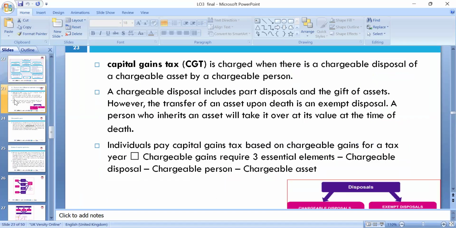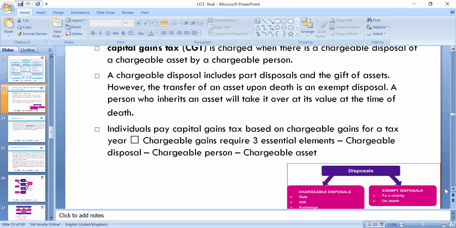Capital gains tax is charged when there is a chargeable disposal of a chargeable asset by a chargeable person, which includes the gift of the asset. However, the transfer of an asset upon death is an exempt disposal, and the person who inherits the property takes over its value at the time of death. An individual pays capital gains tax based on the chargeable gain in the tax year, and a chargeable gain requires 3 essentials: chargeable disposal, chargeable person, and chargeable asset.